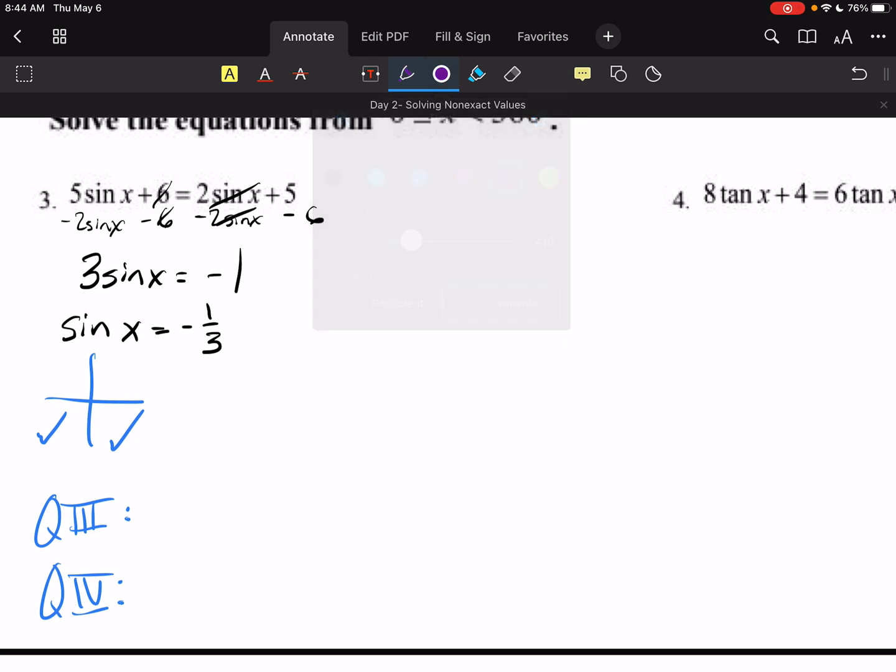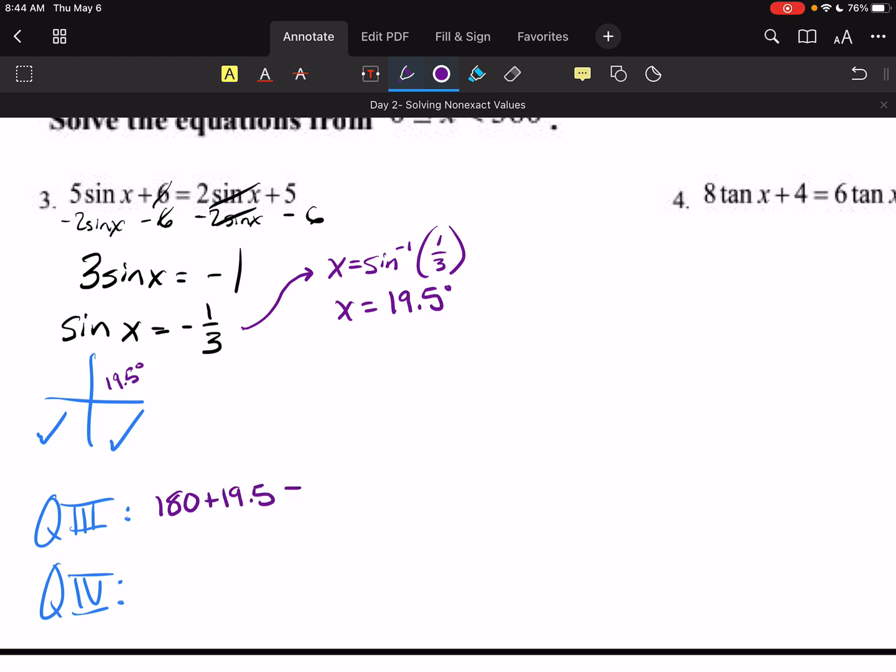Now, the only difference here is when I go to step 3, I want to find that reference angle. So I'm going to do the inverse of positive 1/3. Again, we always want to use positives to get that angle measure for quadrant 1. I do that, and I get a reference angle of 19.5 degrees. So that's the angle measure from my first quadrant. Now I just need to adjust it so that I get the angle measures that I need for quadrant 3 and quadrant 4. So quadrant 3, 180 plus 19.5, and I get 199.5 degrees.